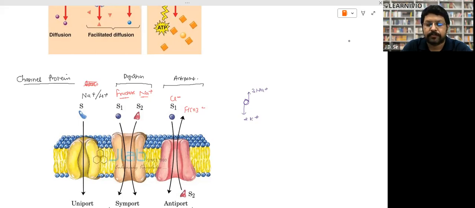Full stop. 3 sodium ions and 2 potassium ions are transported in opposite directions simultaneously through these pumps.